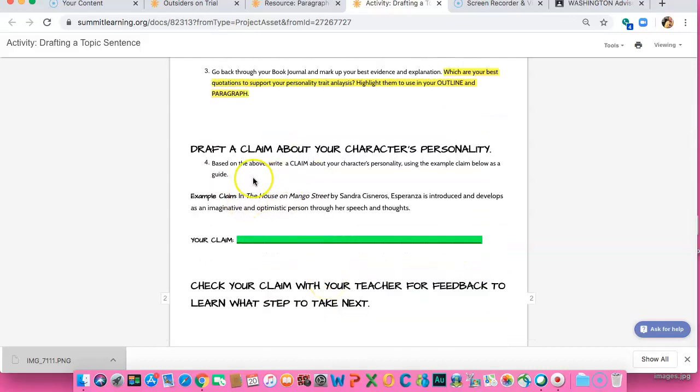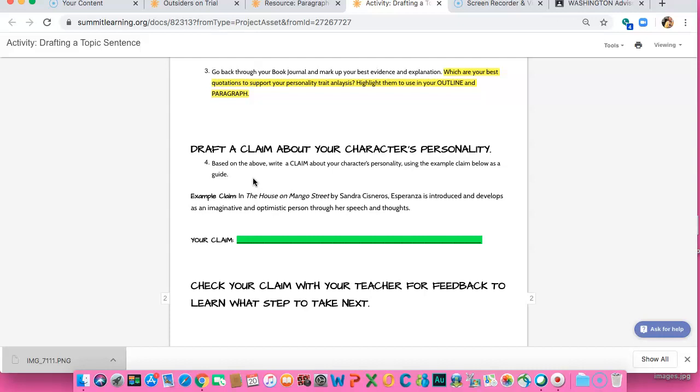So, moving on, you're supposed to be able to draft a claim about your character's personality. This is where you're going to be pulling in your selection of evidence, what we talked about earlier. So, using an example from the book that we read, of course, in the previous project, it says, in The House on Mango Street by Sandra Cisneros, Esperanza is introduced and develops as an imaginative and an optimistic person through her speech and her thoughts, right? So, there it's very clear.